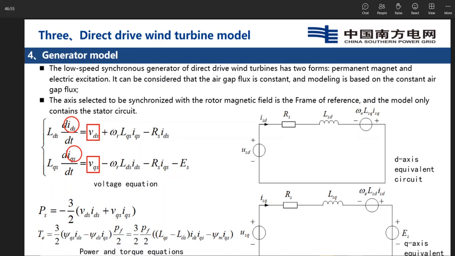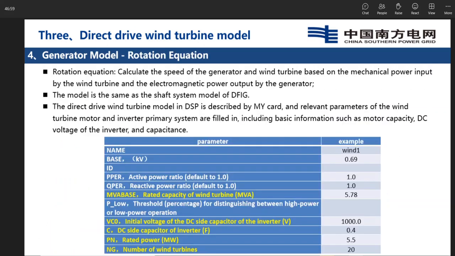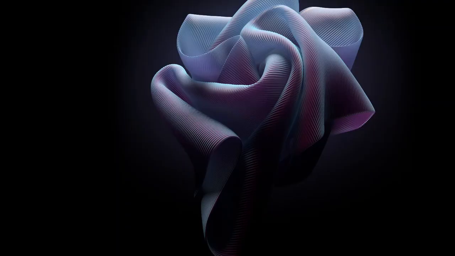this is the generator model. This is the rotor. Which card do we use? We use the MY card to describe the mechanical part, the rotation equations of the wind turbine. It contains the rated capacity of the wind turbine, the initial voltage of the DC side capacitor of the inverter, and so on.